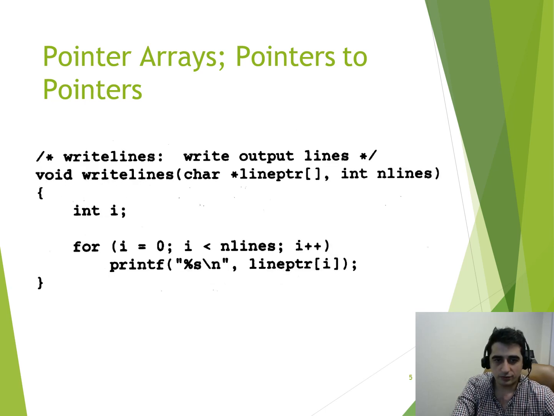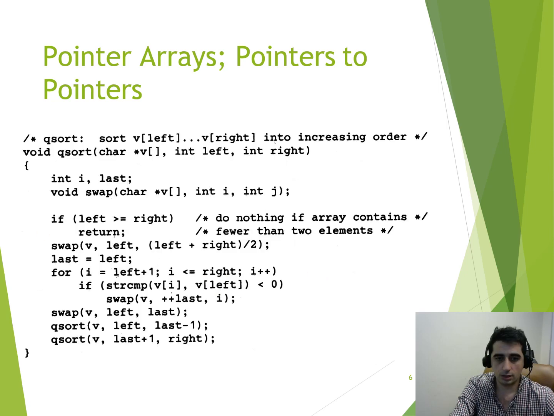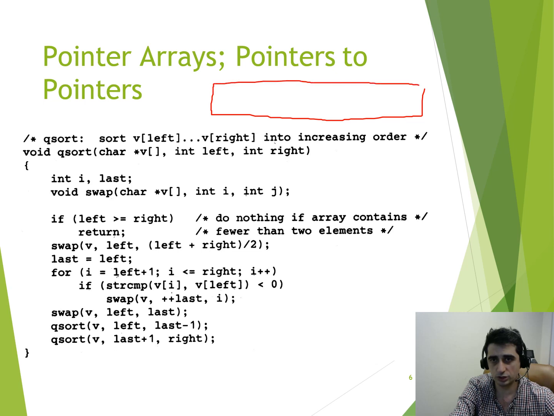Next, we have a very simple function, writelines, which basically gets the array of char stars that I showed you and the number of lines. And in a for loop, it goes over all the elements of the lineptr array and prints them all using %s. So there's nothing special about this function. And next, we have the qsort. For those of you who don't know, qsort is a quick sort operation. I'll try to briefly explain it, but if you have taken, let's say, data structures, you know how it works.